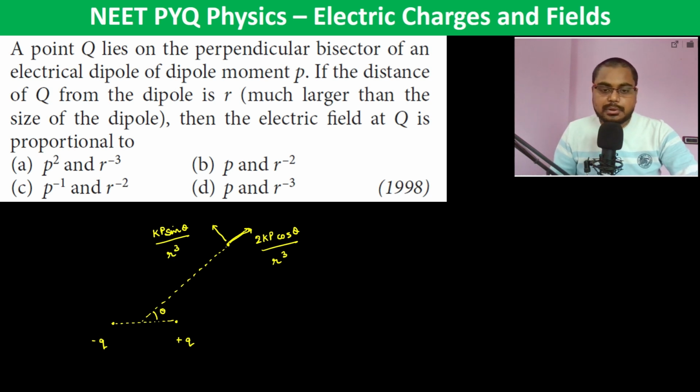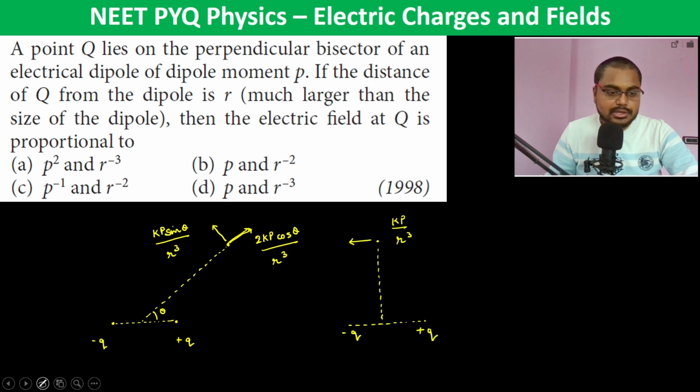Now since it is at the perpendicular bisector, theta becomes 90 degree. So here the electric field is going to be in this direction, which is kp by r cube. This is minus q and this is plus q. So the electric field is proportional to p and r to the power minus 3. So D is going to be the answer.